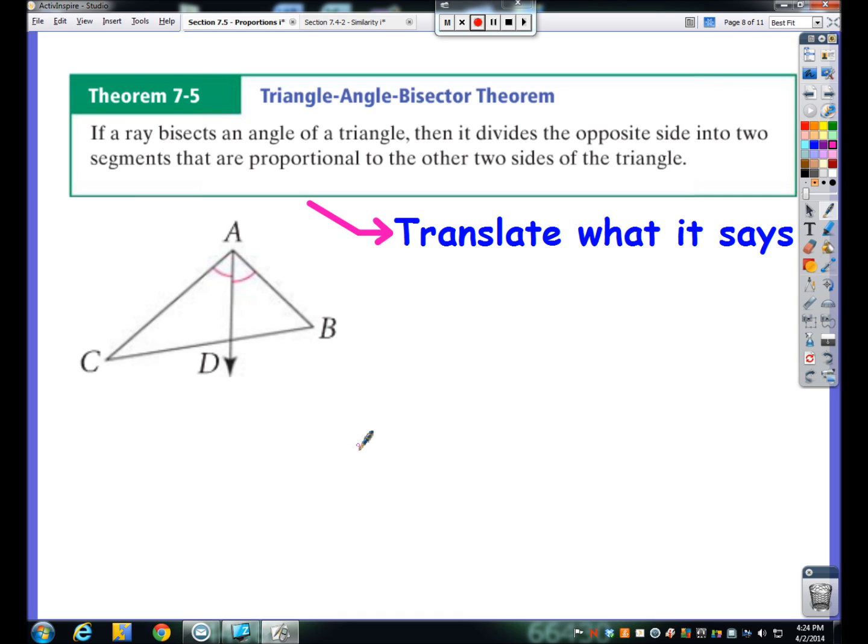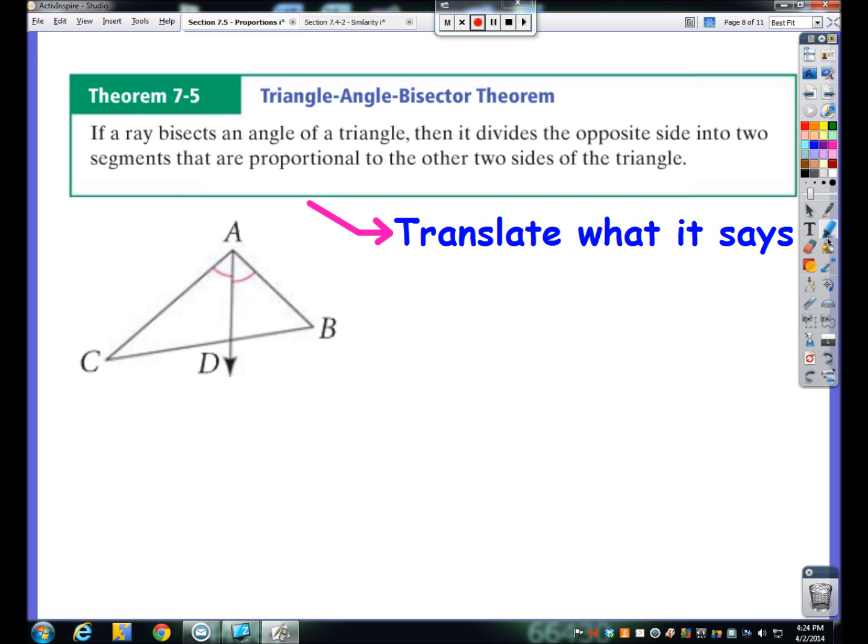It says if a ray bisects an angle of a triangle, then it divides the opposite side into two segments that are proportional to the other two sides of the triangle. Holy crap, what on earth is that even saying? Am I talking English? Don't know. Let's translate what this is telling us mathematically with this picture here.